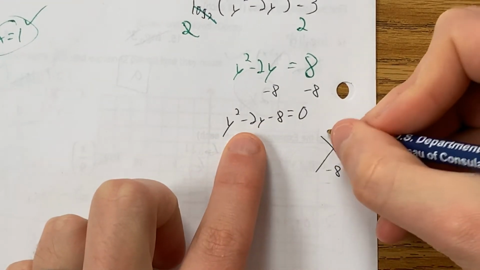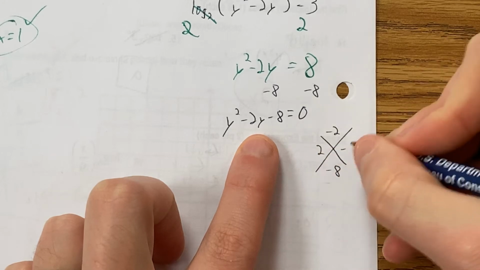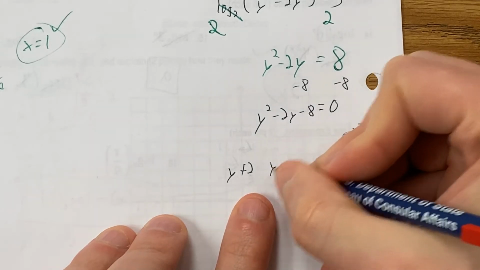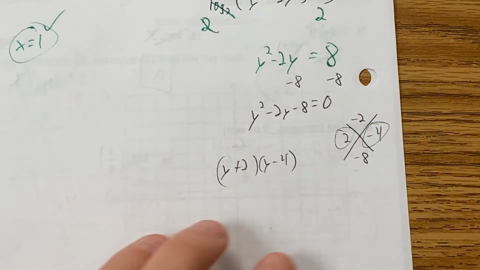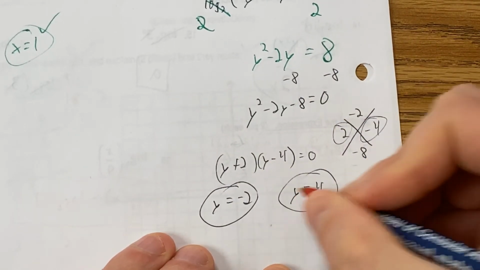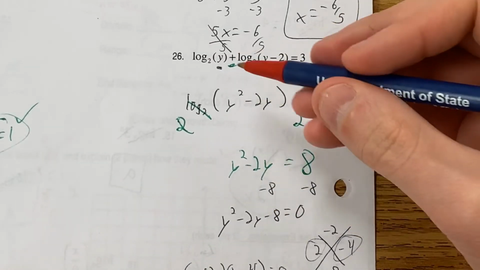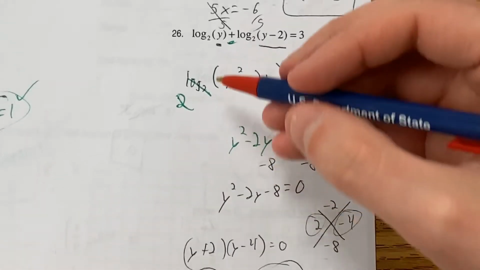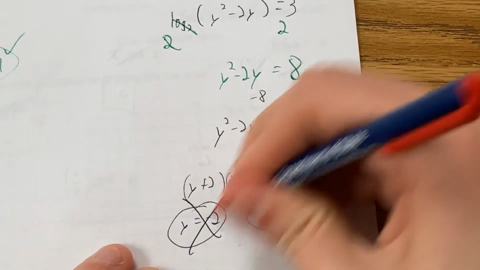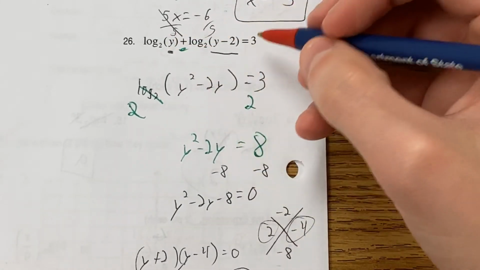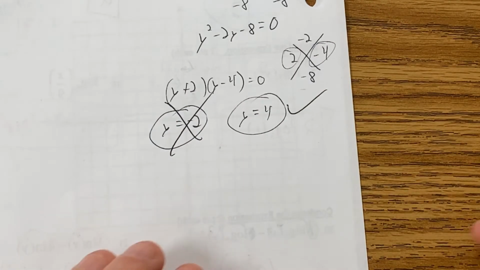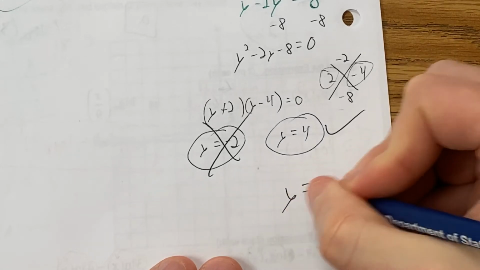Multiplies to negative 8. Adds up to negative 2. That's going to be 2 minus 4. So we get y plus 2, y minus 4. So y equals -2 or y equals +4. But once again, since this is a log problem, you do have to check them. If you plug in -2, you'd be taking the log of a negative number, which you can't do. 4, you can take the log of 4, and 4 minus 2 is 2, so you can take the log of 2. So it turns out this is the only one that works. So there you go. Y equals 4 is the answer.